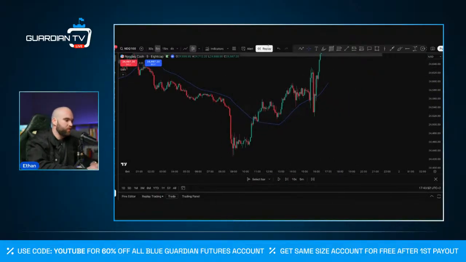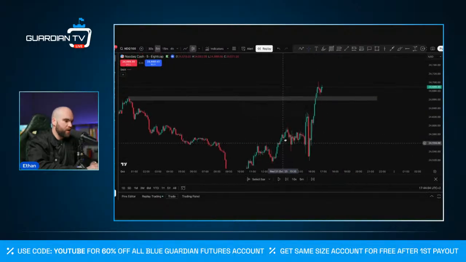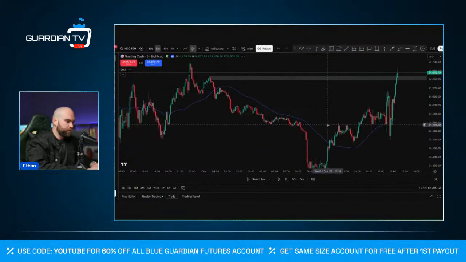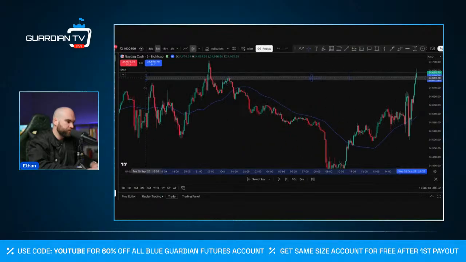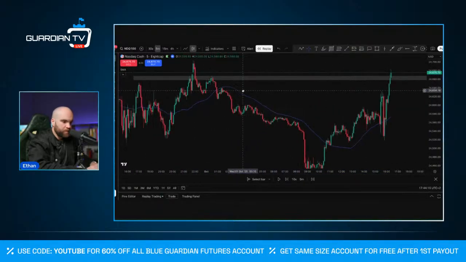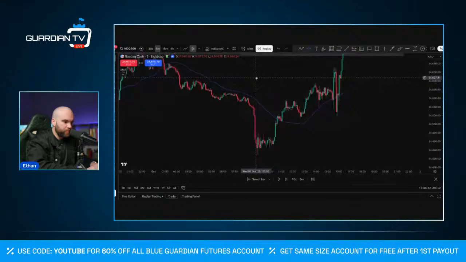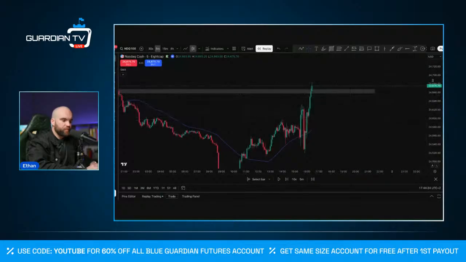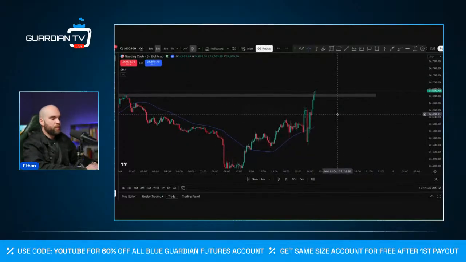What are your confluences before taking a trade? I'll go through this trade that we took on the first with you guys so you guys can understand really how the strategy works. Let me just quickly draw it out. Okay, so this was a trade that we took on the first.